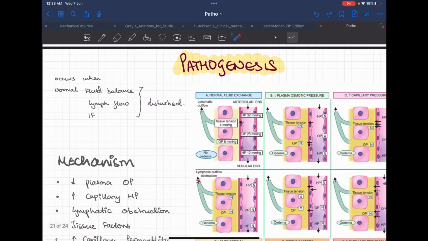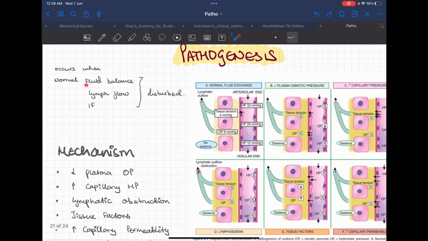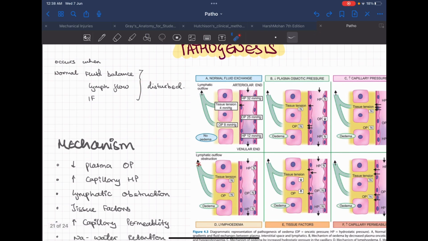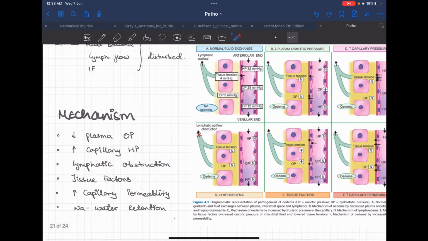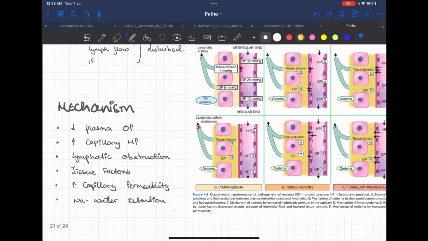So let's move on to the pathogenesis of edema. What do we mean by pathogenesis? Pathogenesis is the progress of the disease, the progress of edema, how it takes place. It occurs when normal fluid balance, normal lymph flow, or normal interstitial fluid gets disturbed. And how does this disturbance take place? There are 6 mechanisms via which this disturbance takes place.